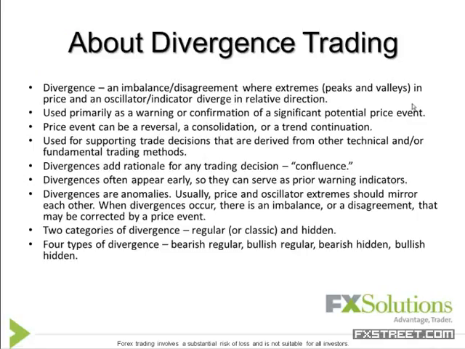Now, about divergence trading. Divergences are essentially imbalances or disagreements where extremes in price and the extremes in an oscillator diverge in relative direction. So oftentimes you'll see a higher high in price, and then you'll see a lower high in the oscillator, and that's a divergence, and a potential turn to the downside.